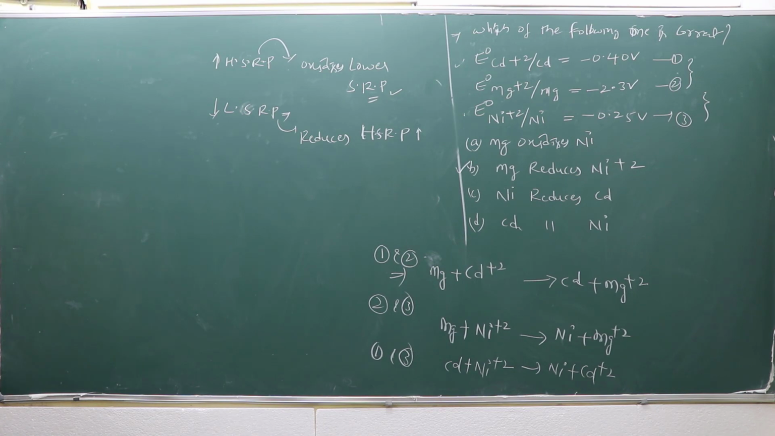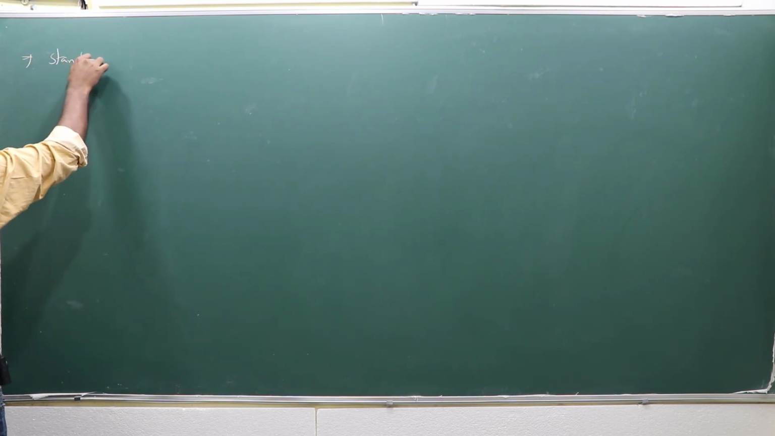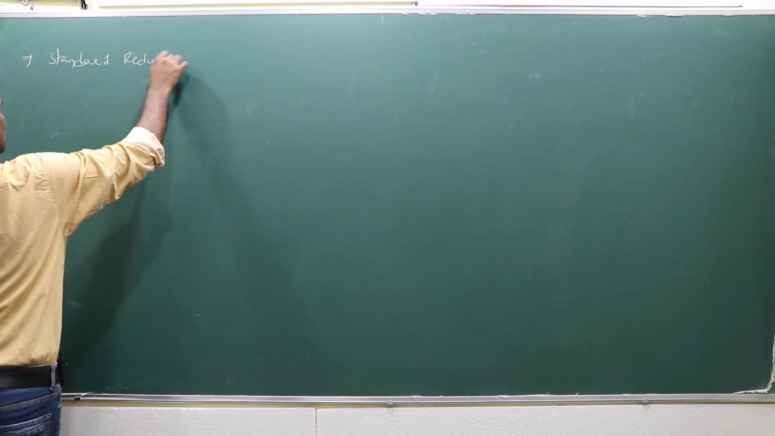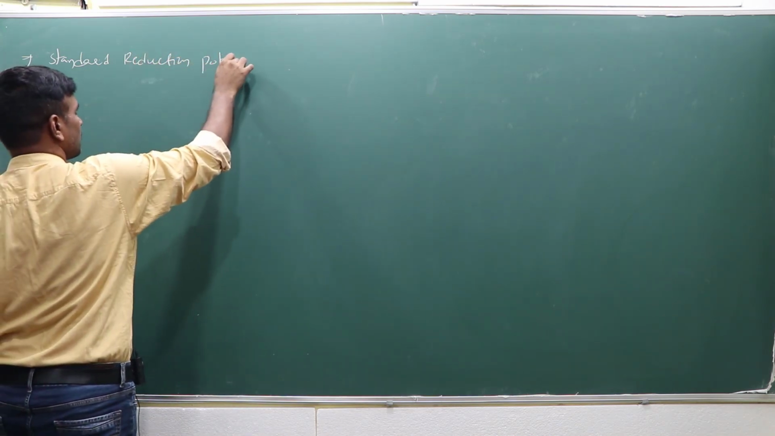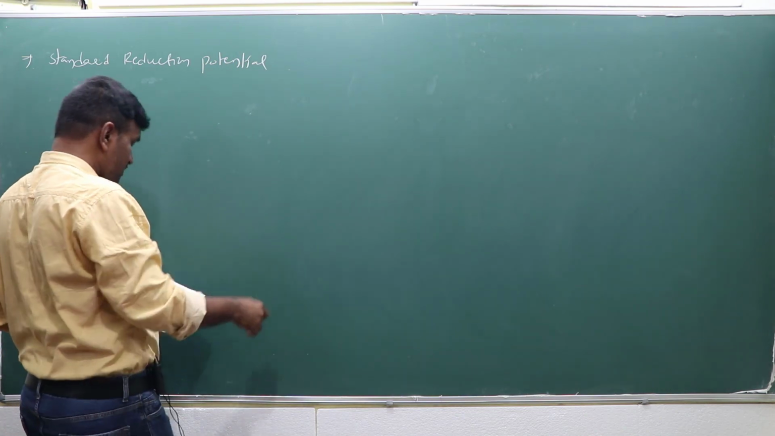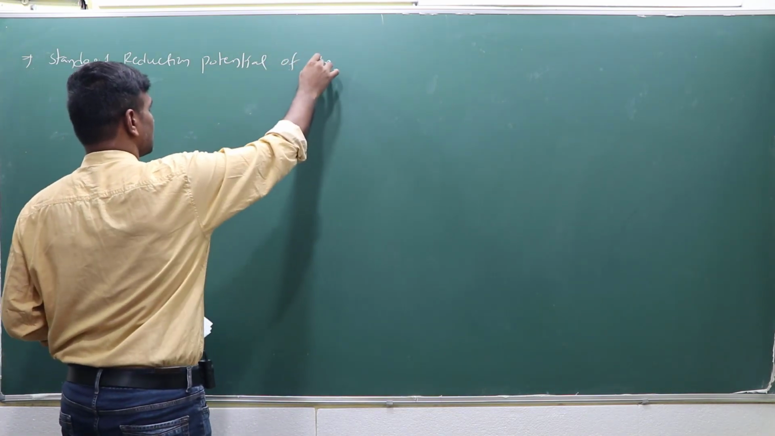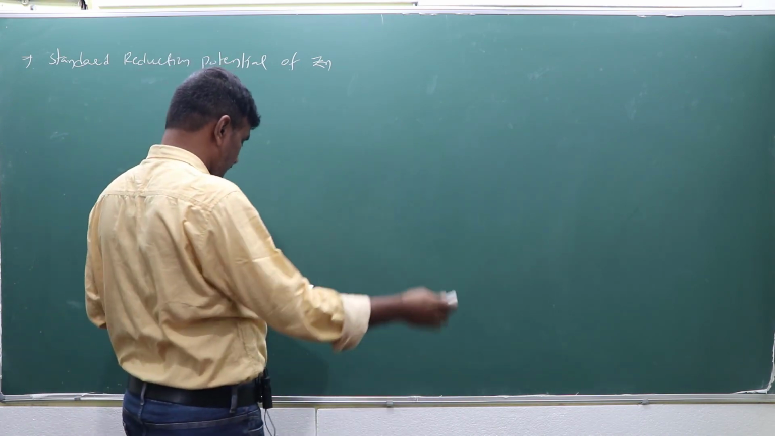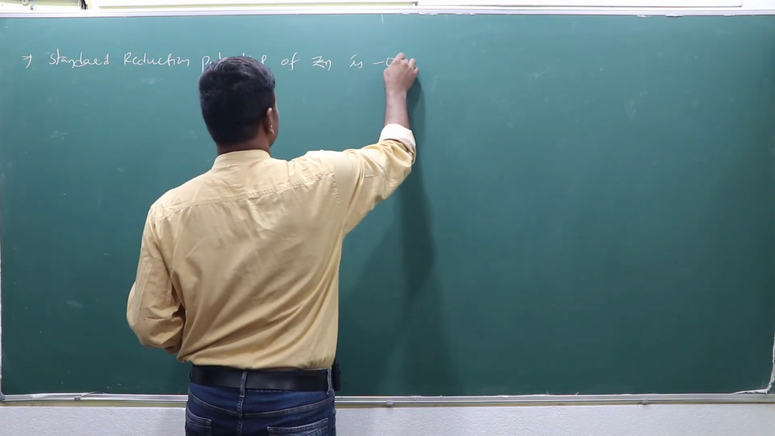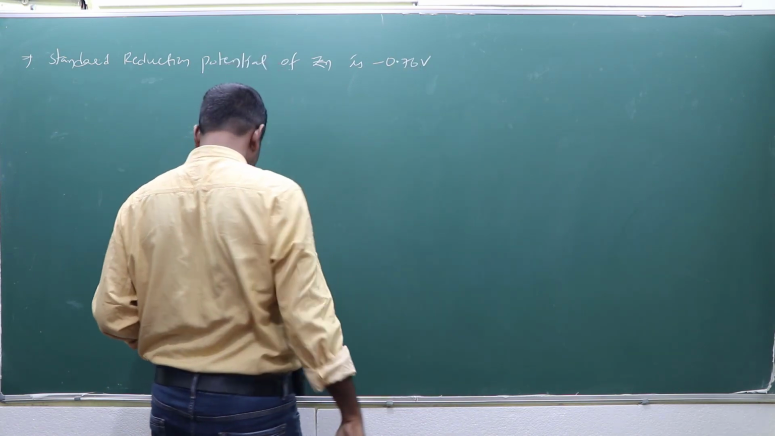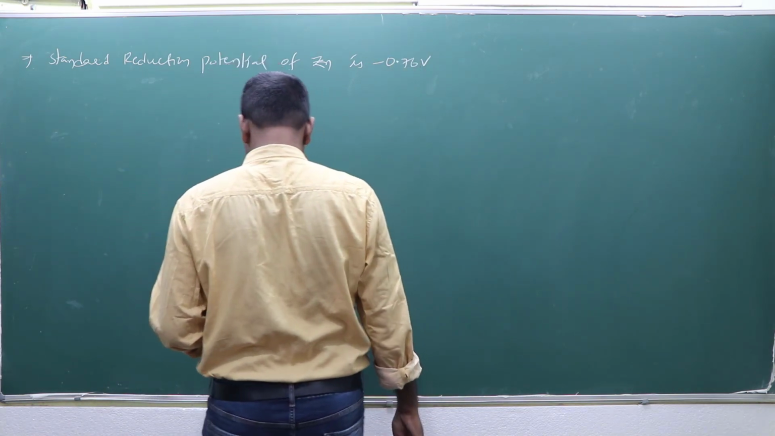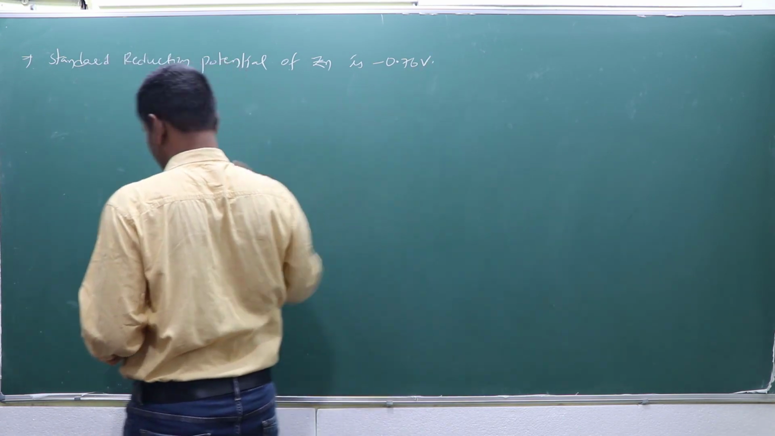Next, one more question. The next problem is: standard reduction potential of zinc. The standard reduction potential of zinc is minus 0.76 volts.